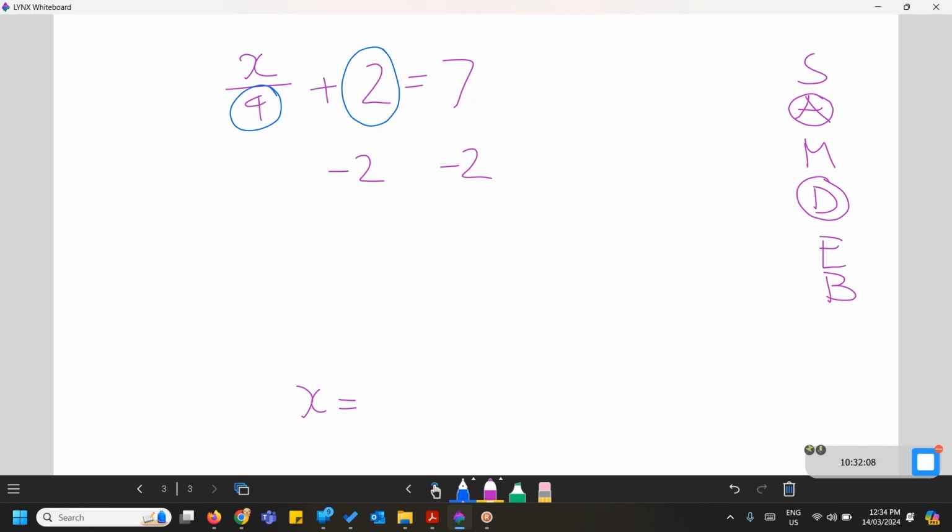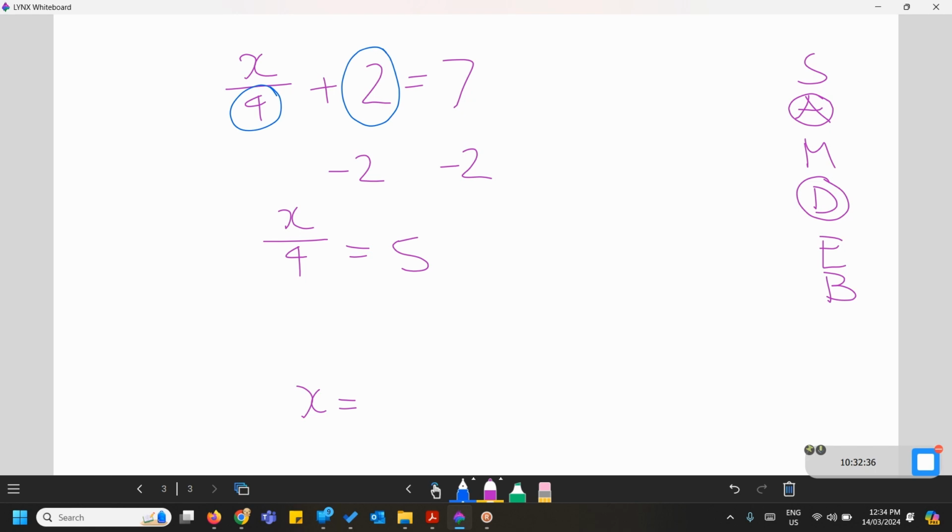Does that make sense? So then I end up with x divided by 4 equals 7 minus 2, which is 5. Notice I'm saying x divided by 4 rather than saying x over 4. I'm really trying to make that point very clear that fractions, in algebra in particular, fractions mean divide. Okay? So now my second step, at the moment it's x divided by 4.